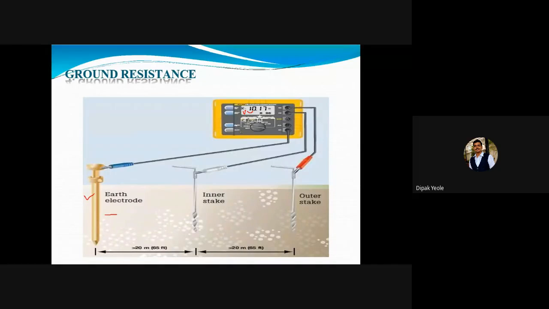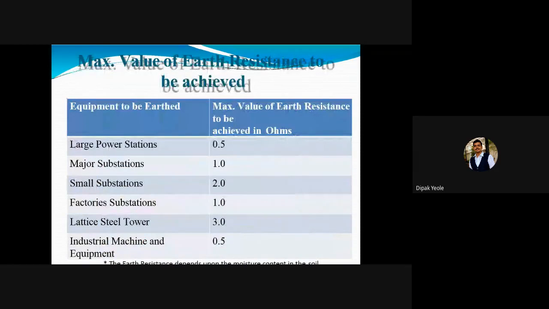The distance between electrode and inner stake is greater than 20 meter, and the distance between the inner stake and outer stake is greater than 20 meter. So एवढं तुम्हाला अरेंजमेंट करावे लागेल. कशासाठी? तुम्हाला सॉइलचा रेजिस्टन्स मोजायचा आहे, ग्राउंडचा रेजिस्टन्स तुम्हाला मोजायचा आहे. येस. अँड धिस मीटर इज कॉल्ड ॲज ग्राउंड रेजिस्टन्स मीटर, विच मेजर्स द resistance. So we are interested in the maximum values of earth resistance to be achieved.